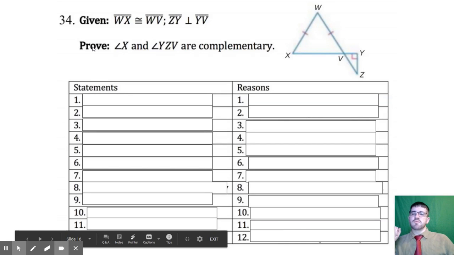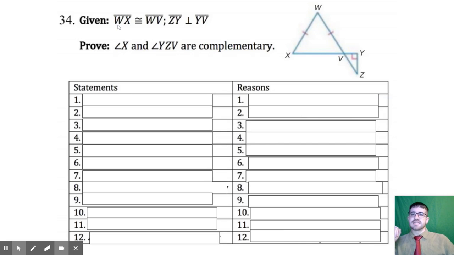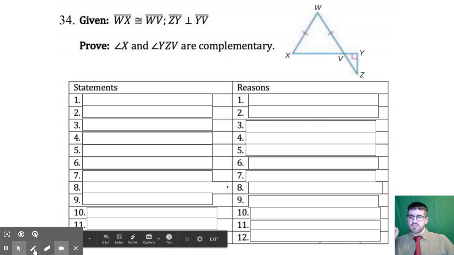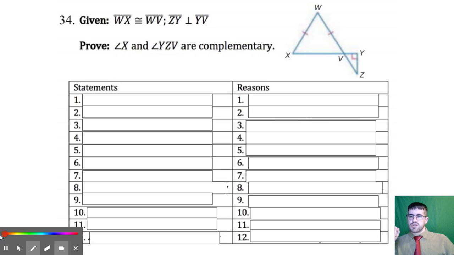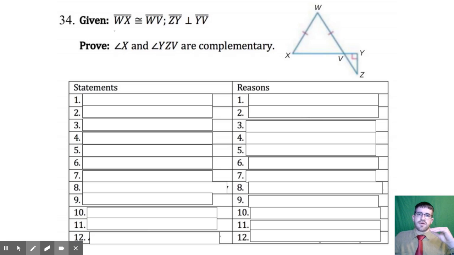Okay, for our last problem, we have a proof. We're given that segment WX is congruent to segment WV, and that segment ZY is perpendicular to YV. We want to prove that angle X and angle YZV are complementary. So a good idea when you're doing this is to brain dump and try to write down anything that you know just by looking at the diagram, and then try and figure out how to piece it together a little bit later.